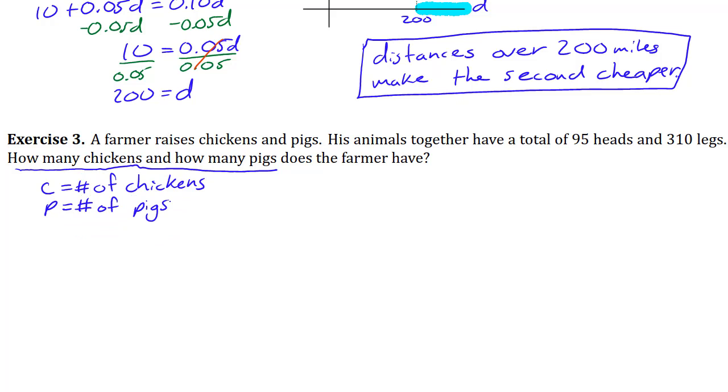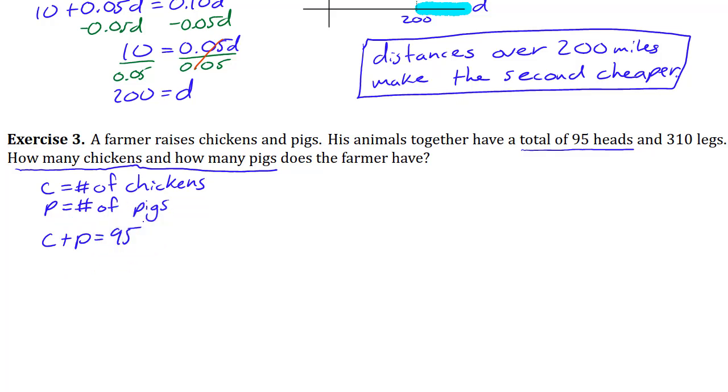Once you're clear about what your variables stand for, it makes setting up the equations make a lot more sense. So let's see, if his animals together have a total of 95 heads, let's take that fact. We have c chickens and p pigs. The total number of heads that those animals have together is, well, every chicken has 1 head and every pig has 1 head. I think we can assume that, although it doesn't actually say so. But so the total number of heads they have is c plus p.